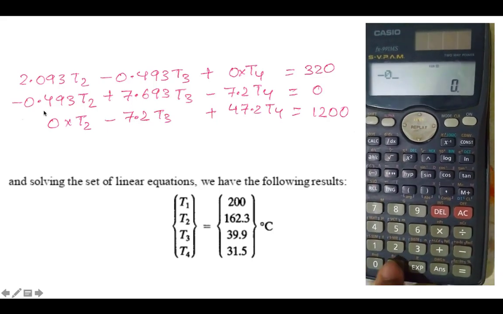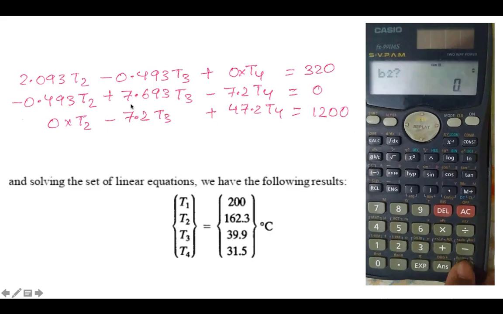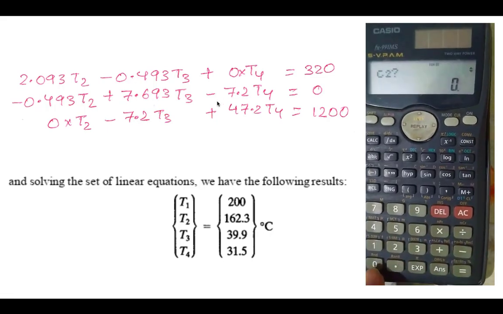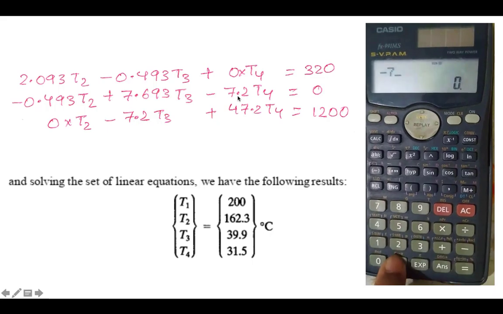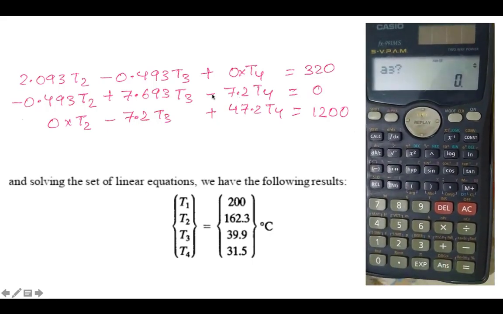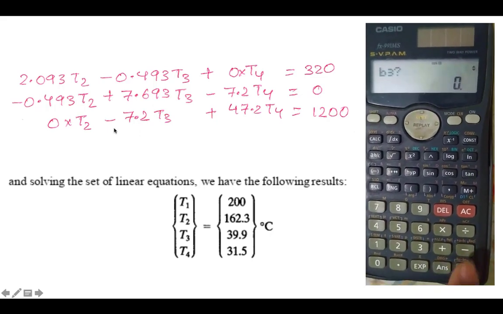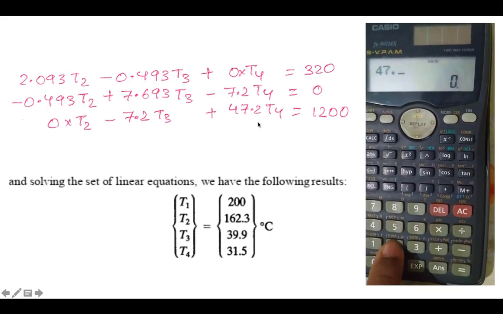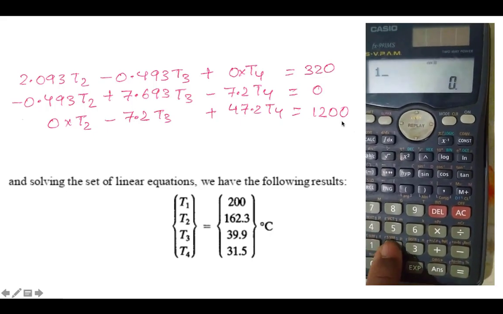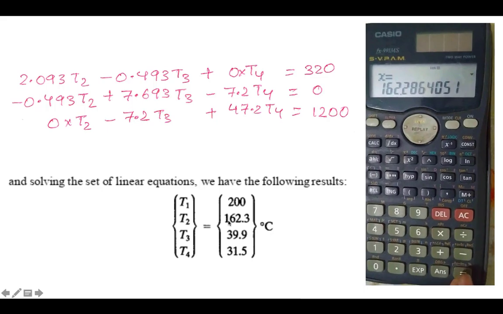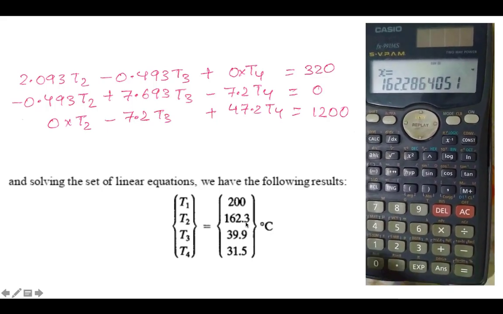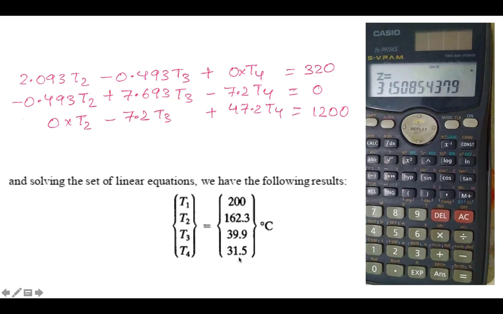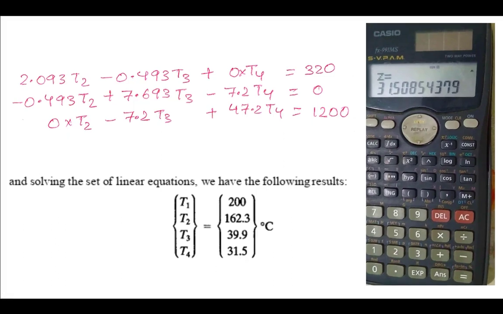A2 is minus 0.493, B2 is 7.693, C2 is negative 7.2, D2 is 0. A3 is 0, B3 is minus 7.2, C3 is 47.2, D3 is 1200. When you solve it, you will get T2 as 162.3, T3 as 39.9 and T4 as 31.5. I hope you have all understood this problem. Thank you.